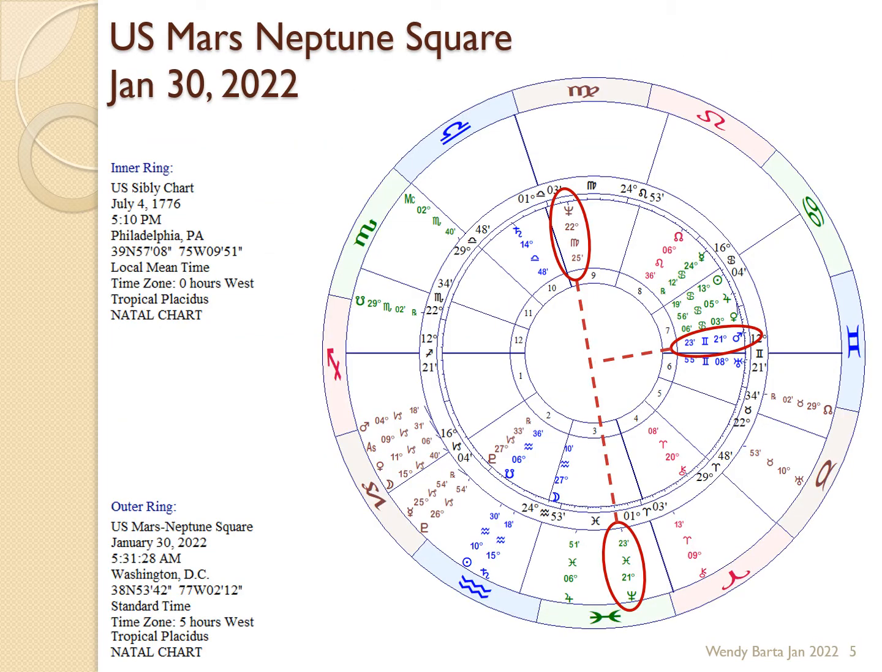This bi-wheel shows the U.S. natal chart in the center, with a transit chart of interest wrapped around it. The transit chart is showing the U.S. natal Mars at 21 degrees Gemini, squaring the transiting Neptune on January 30th. The U.S. natal Mars is actually squaring both the transiting Neptune as well as the U.S. natal Neptune.